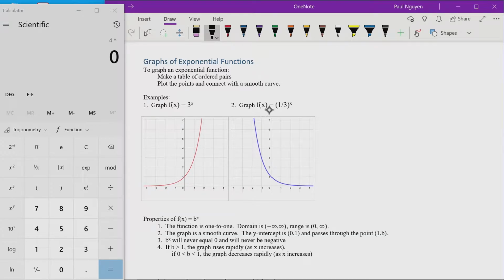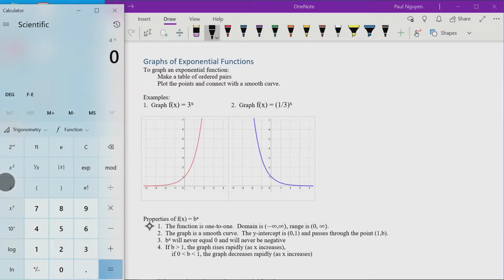Here we have the graph of 1/3 to the x. Note it goes down because when you multiply a third times a third, you get something smaller. So when the base is a number less than 1 but bigger than 0, you get a decreasing function.